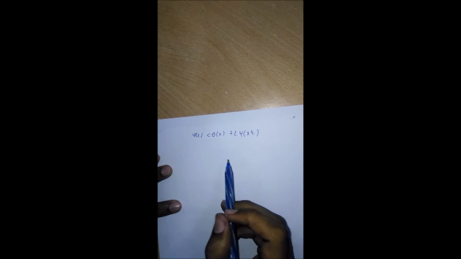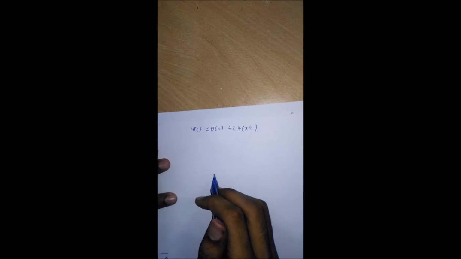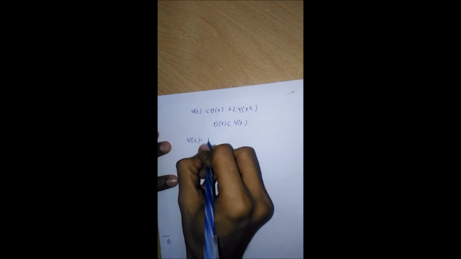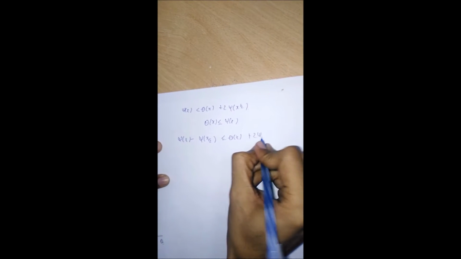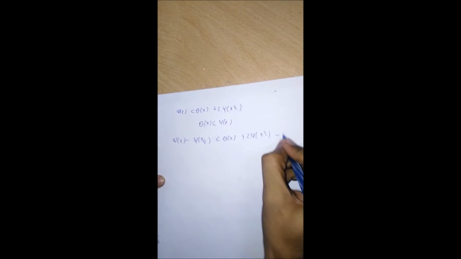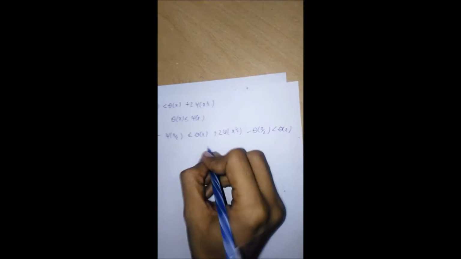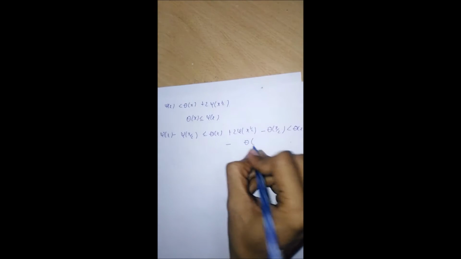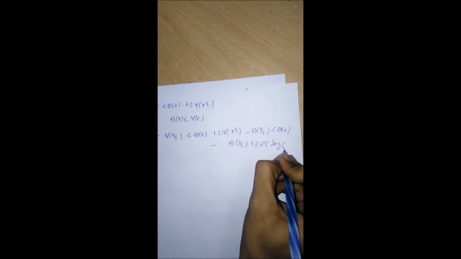Now using 5 and the fact that theta of x less than or equal to psi of x, we get psi of x minus psi of x by 2 less than or equal to theta of x plus 2 psi of x power 1 by 2 minus theta of x by 2, which is less than theta of x minus theta of x by 2 plus 2 root x log 6.